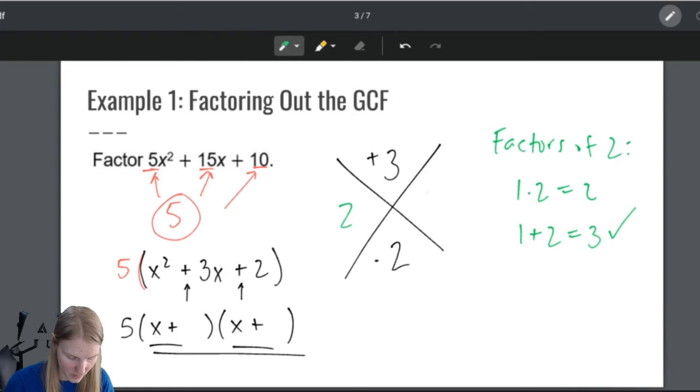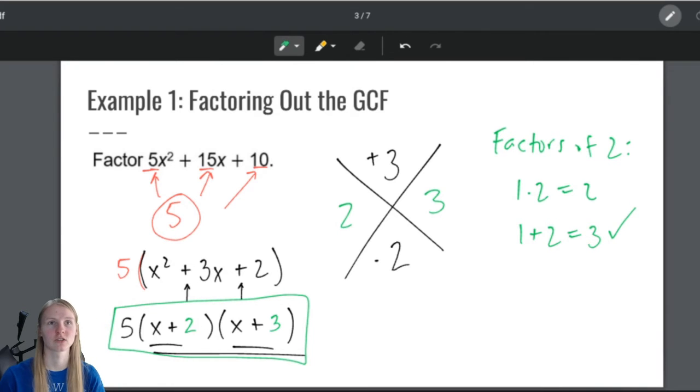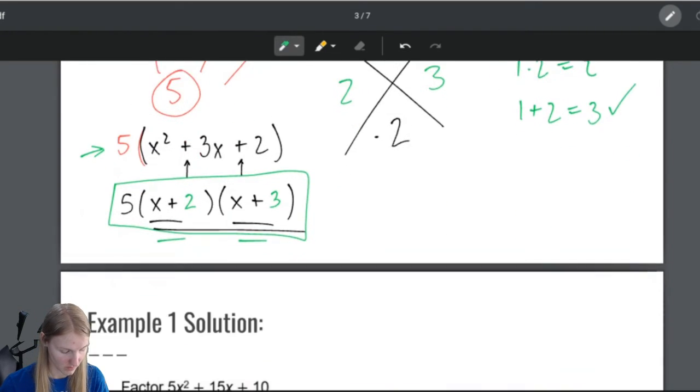We have 2 and 3, so it must be x plus 2 and x plus 3. And there you have it. Your final answer is the GCF being pulled out. We pulled out the GCF, we pulled out that 5, and then we factored it even more. So we did the GCF, and then we did our factoring as well. Fantastic. Let's check and make sure that we were right.